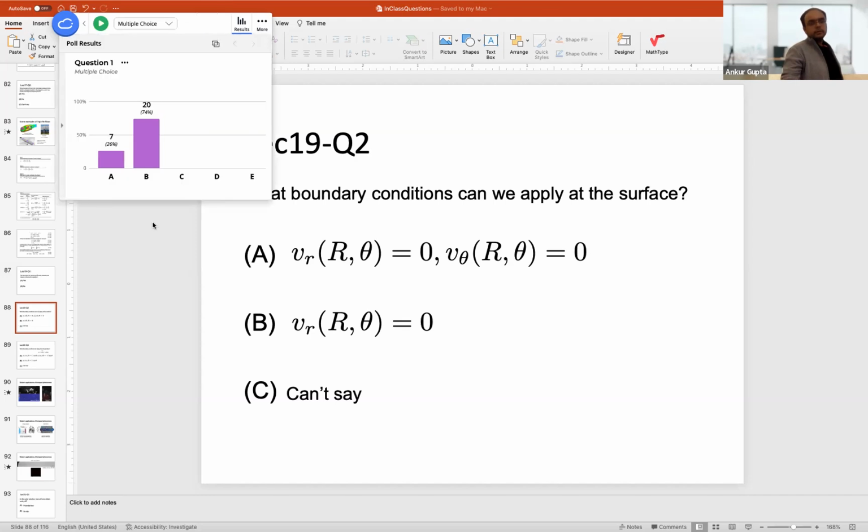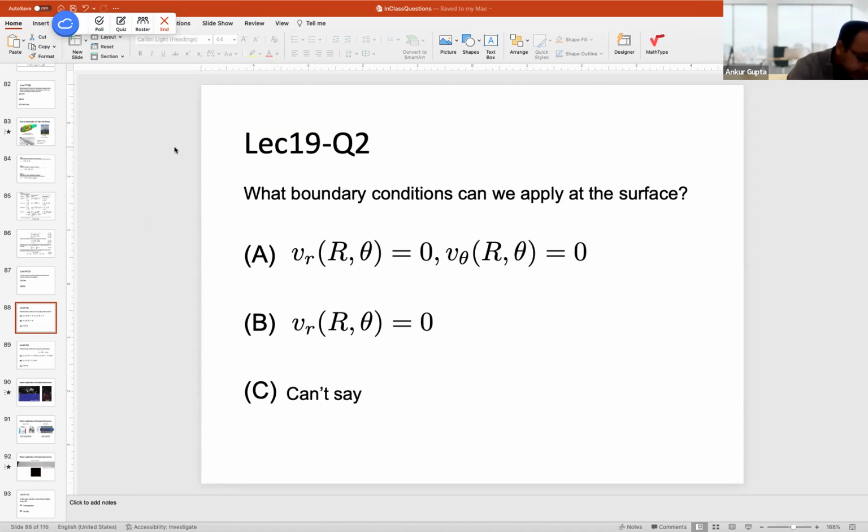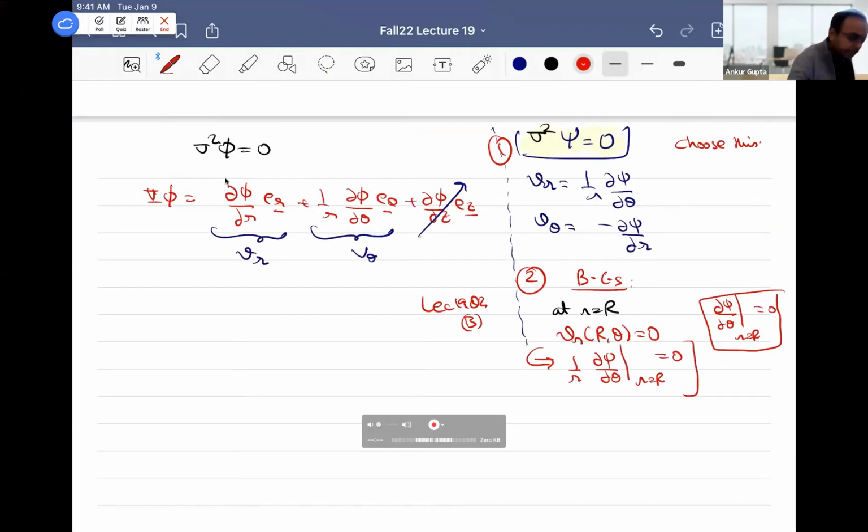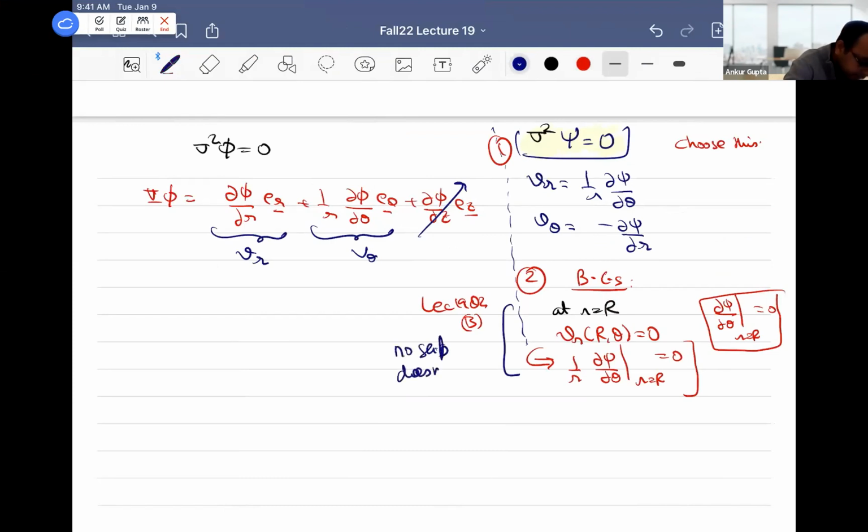Hopefully I don't forget. Okay, so there is some split, and I understand why students would also pick A, but remember this is inviscid, so no slip does not apply, and that is a common boundary condition error that I've seen repeatedly. Whenever you have inviscid, we can only apply no penetration, and that's why you only have B. We cannot apply the no slip condition. So it's just B, and I will just write it down. So this is the idea, that only no penetration applies, no slip doesn't apply.